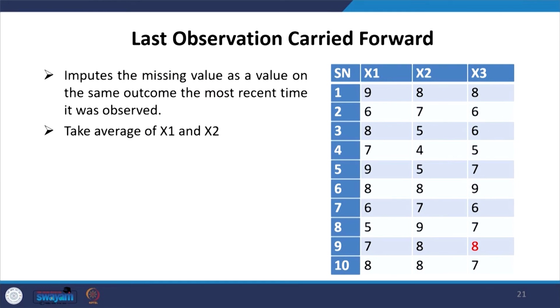Last observation carried forward is another method. Once you know that your last observation has a value that is going to be very relevant for your analysis, that one can be carried forward. This basically imputes the missing values with the value on the same outcome the most recent time it was observed. Once you have observed a previous time, that one could be entered. You can also take the average of x1 and x2, and once that is close to the value, that value could be entered as well.